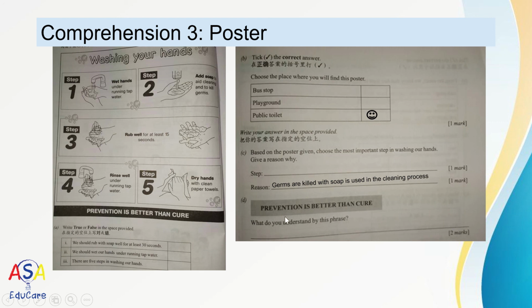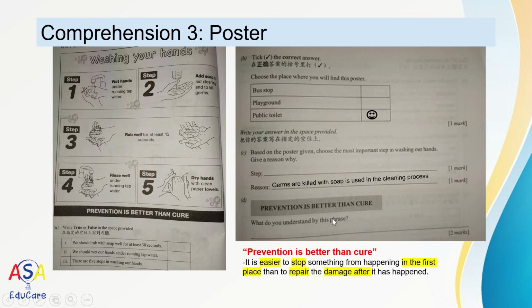Last one. Prevention is better than cure. Okay. What is this long sentence about? So prevention is better than cure. It actually means, imagine 如果一个事情发生了, wouldn't it be better 最好如果你可以停止那个事情发生，不是比较好。So it is easier to stop something from happening. Okay, 比较容易停止一个东西发生 in the first place.